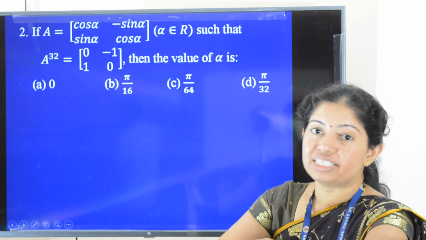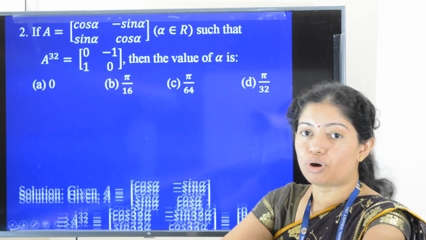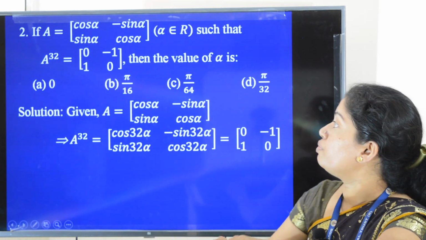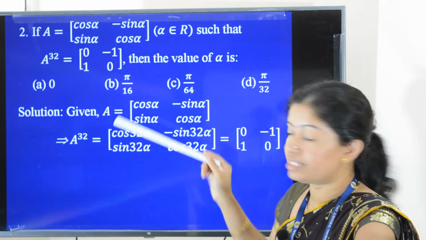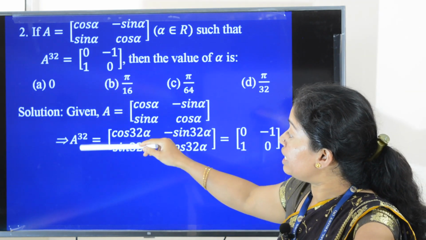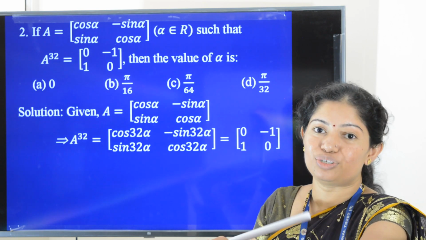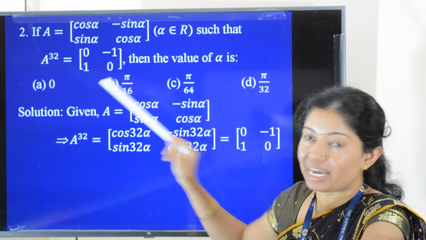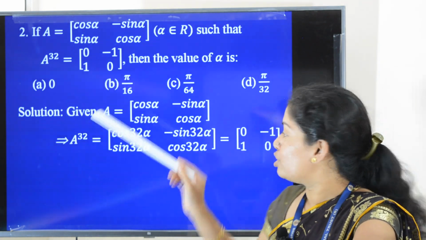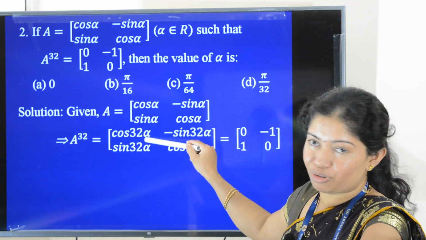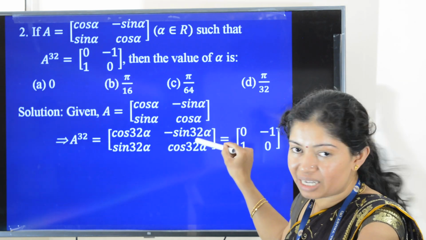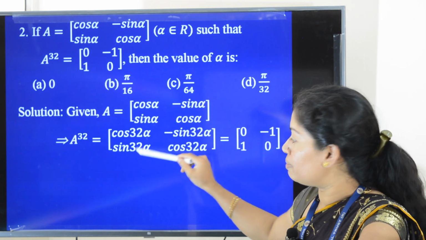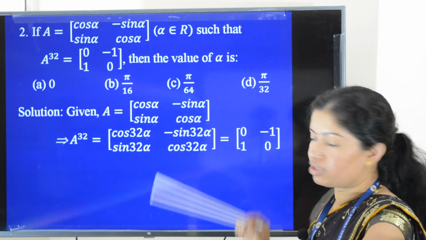So how to solve this problem with the usage of our result? We are given the matrix A. A is equal to this matrix. Then let us find what is A to the power 32. Now how to find it? You have to multiply the angles by this number 32. So cos alpha will become cos 32 alpha, minus sin alpha will become minus sin 32 alpha, and this will become sin 32 alpha and cos 32 alpha.